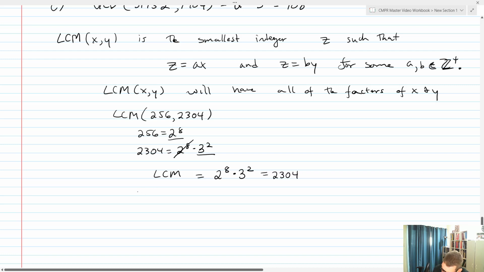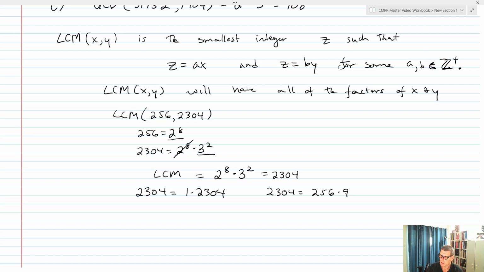And it makes sense, right? Because 2,304 equals 1 times 2,304, and 2,304 is also equal to 256 times 9. So 2,304 is a multiple of both 256 and 2,304. All right.